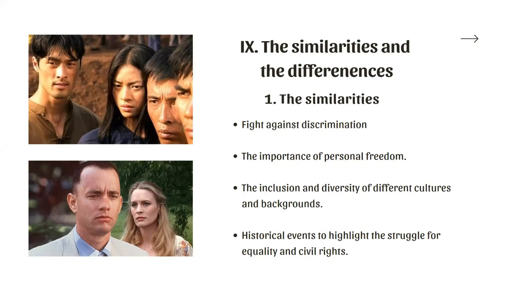The first is the fight against discrimination. Both films depict characters who face discrimination and inequality based on their social status, ethnicity, and disabilities. Forrest Gump, with his low IQ and physical limitations, faced discrimination throughout his life, but he remained resilient. Similarly, The Rebel portrayed the protagonist who fights against the inequality imposed by the French colonial rule in Vietnam.